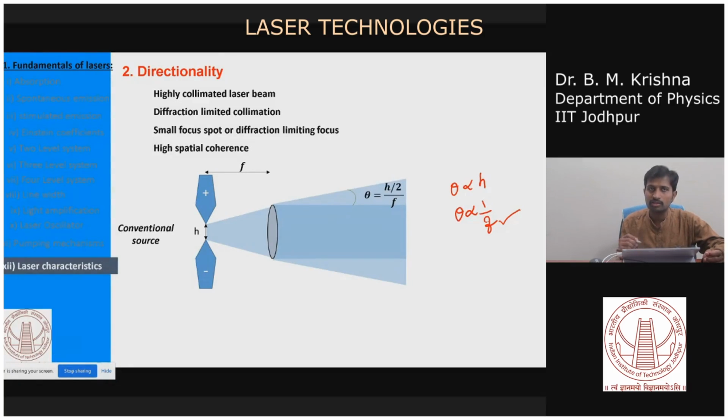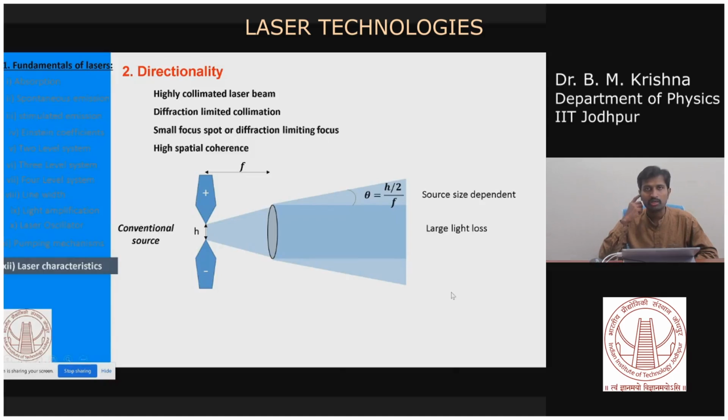So these are the two reasons, because you will not get very high powers from your conventional source. It is completely source size dependent. Your light intensity or your collimation is clearly source size dependent, and a large light loss can happen using conventional sources. You cannot collimate all the light.